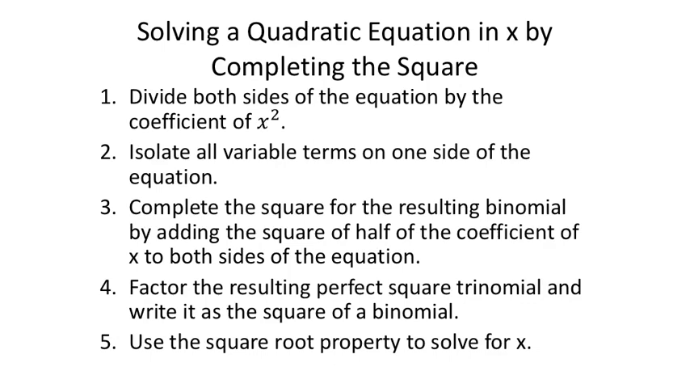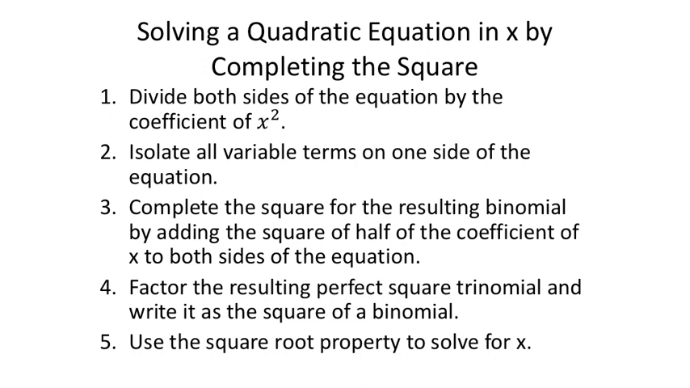Solving a quadratic equation in x by completing the square. So you've got to divide both sides of the equation by the coefficient of x squared, because we really just want it to be a phantom 1 x squared. We don't want a coefficient with x squared.